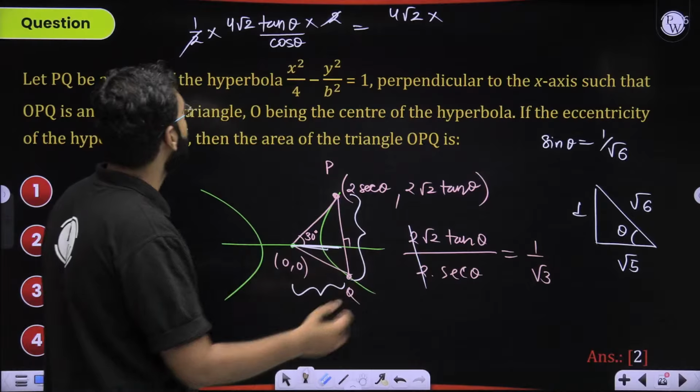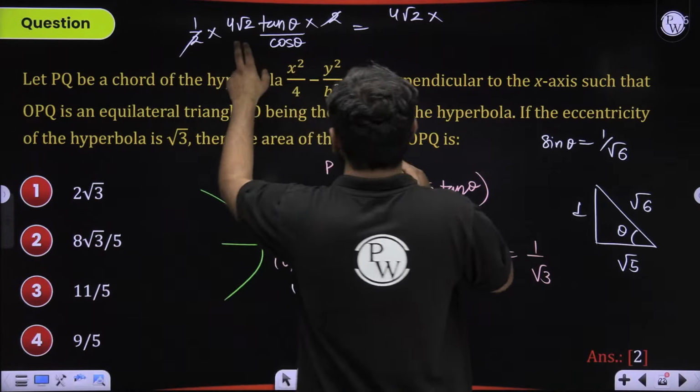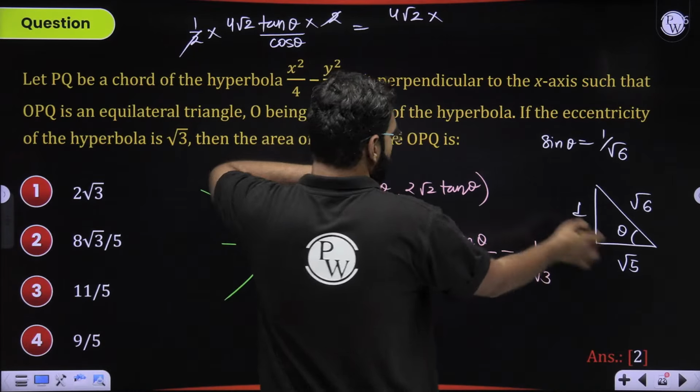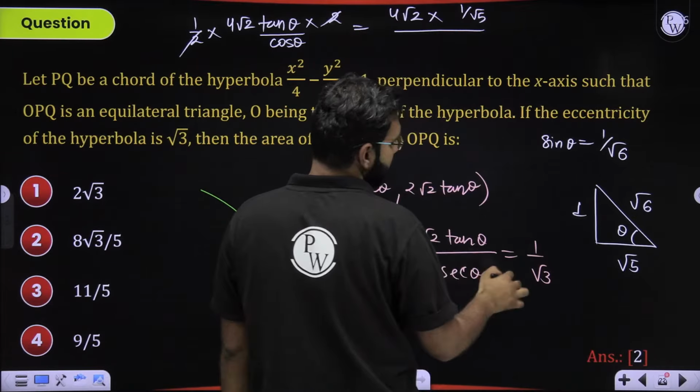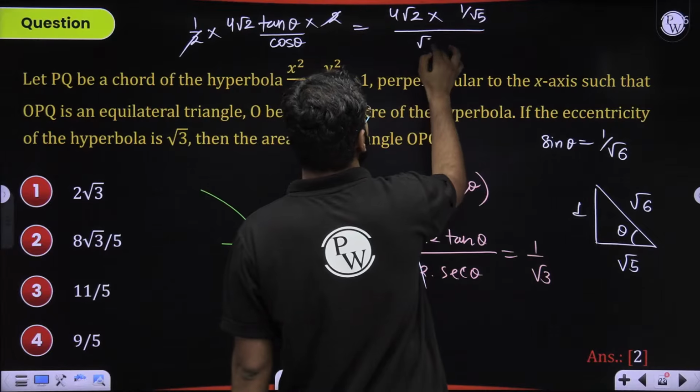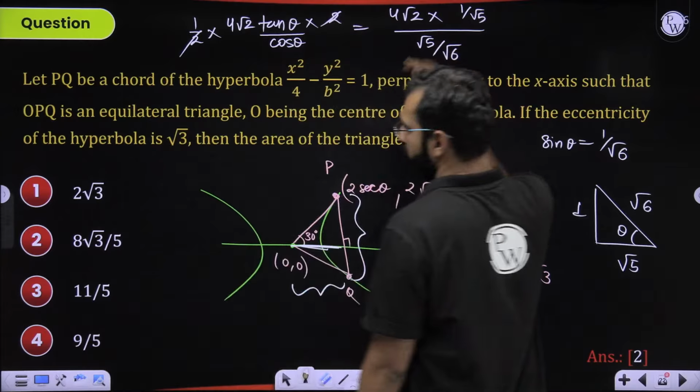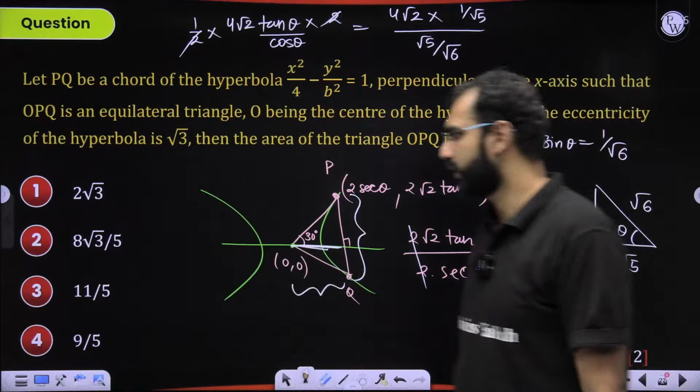I think we have gotten all the values, because now what it should be? 4 root 2 tan theta. Tan theta is what? 1 by root 5. So tan theta is 1 by root 5 divided by cos theta. Cos theta is root 5 by root 6. Can you simplify this and mark the correct answer? Which is definitely not a tough task.